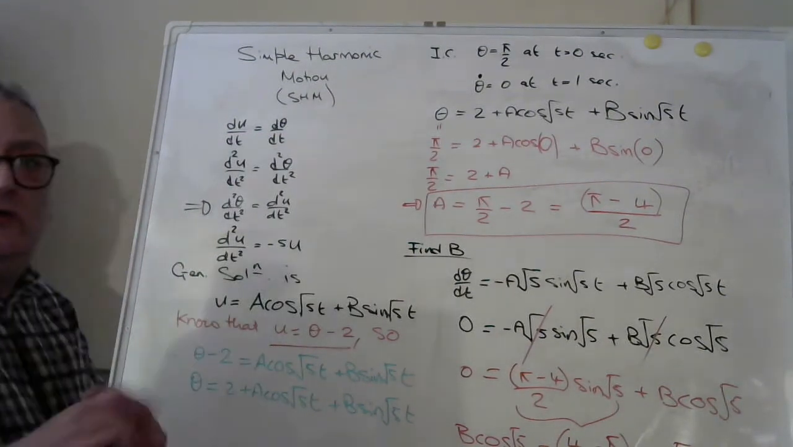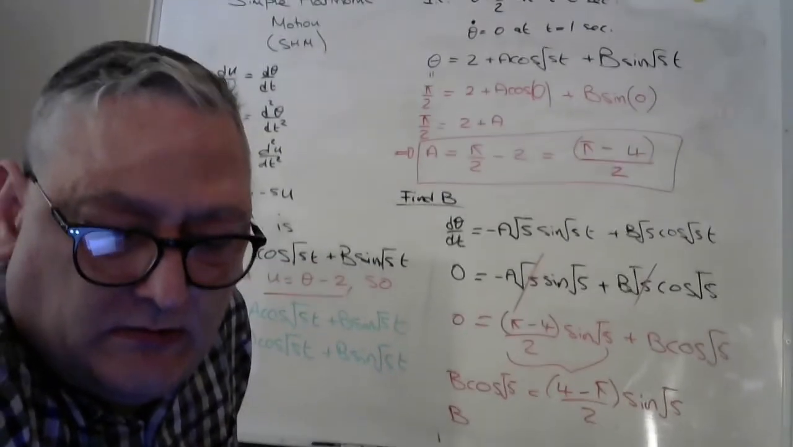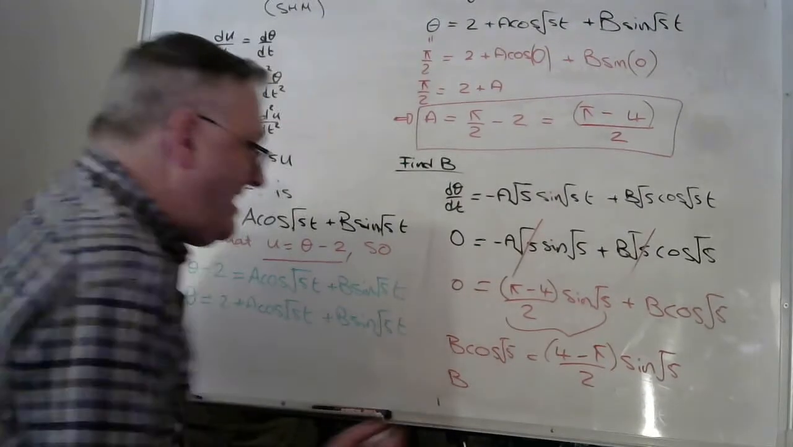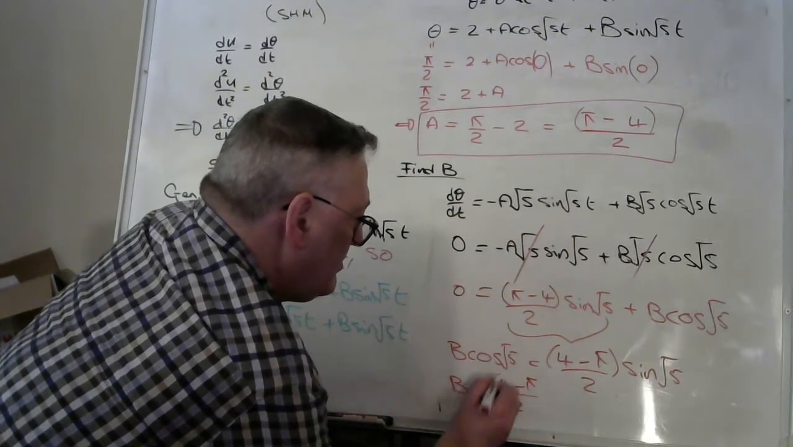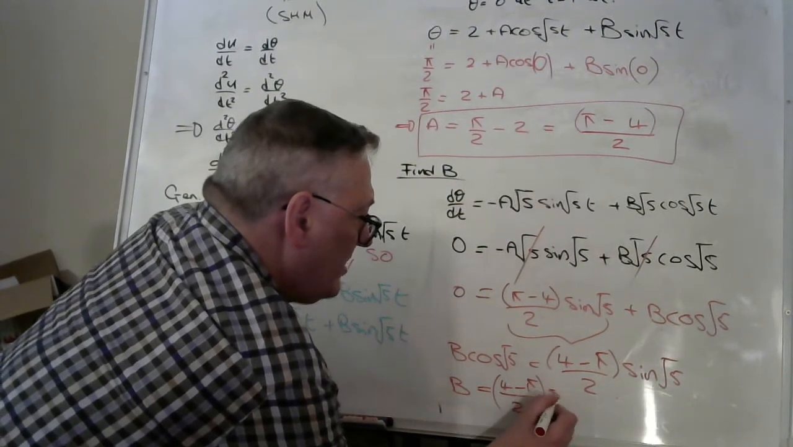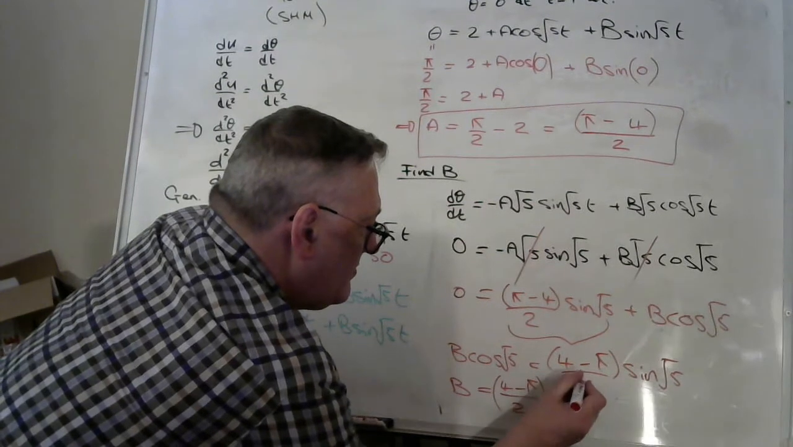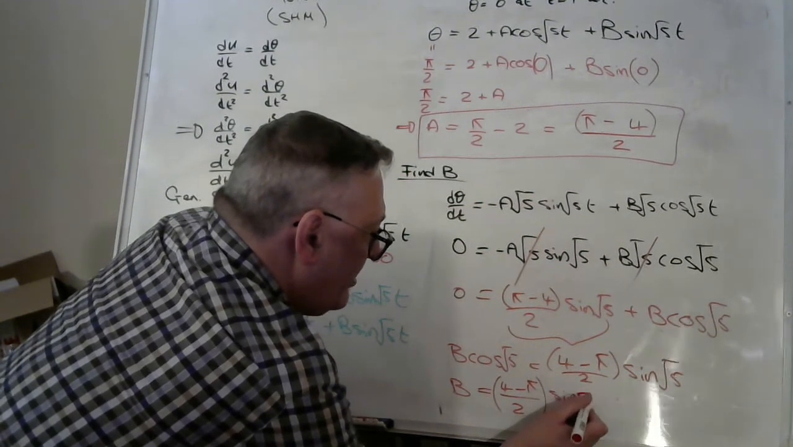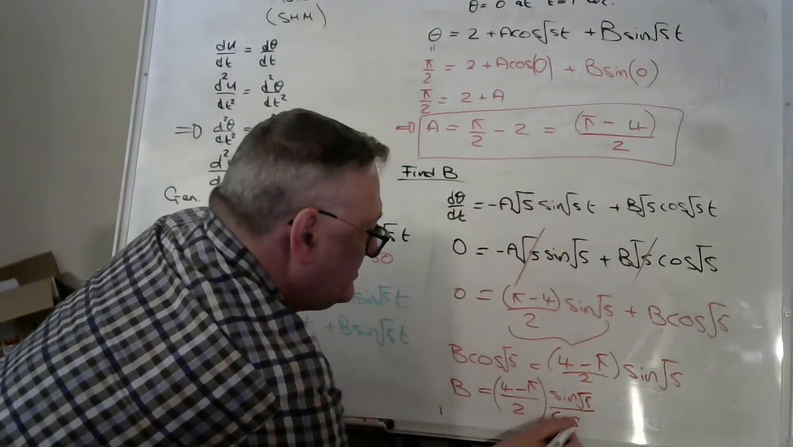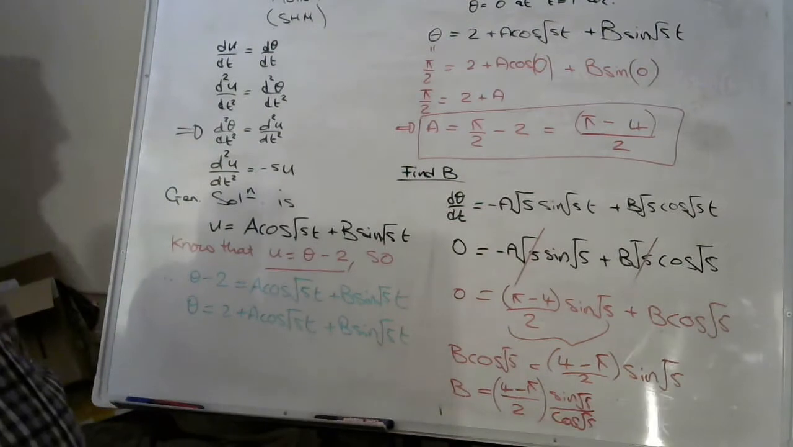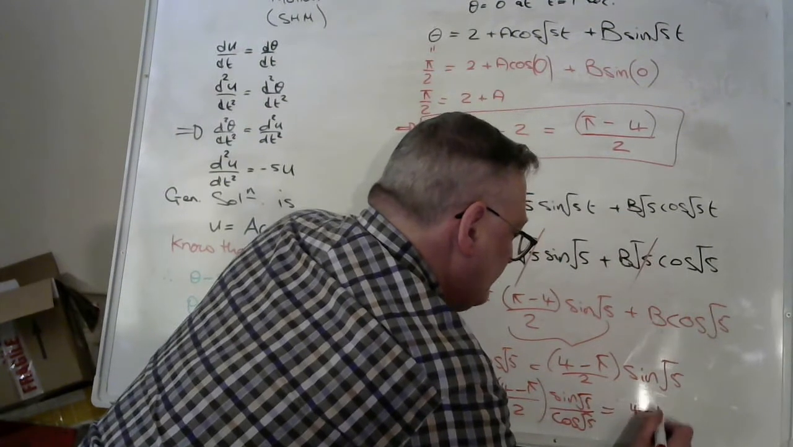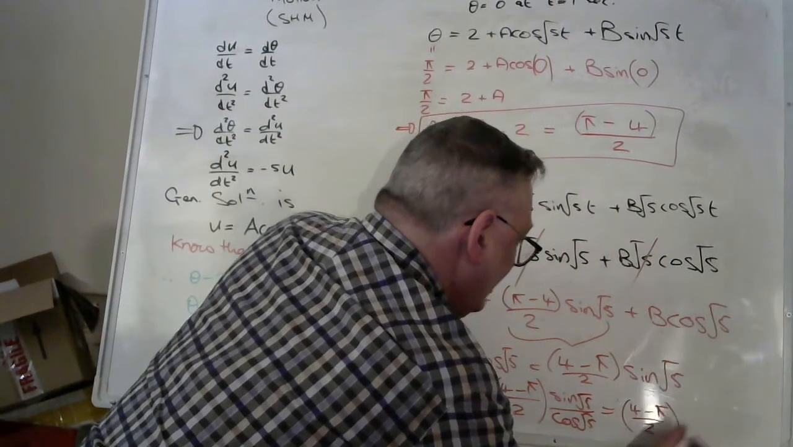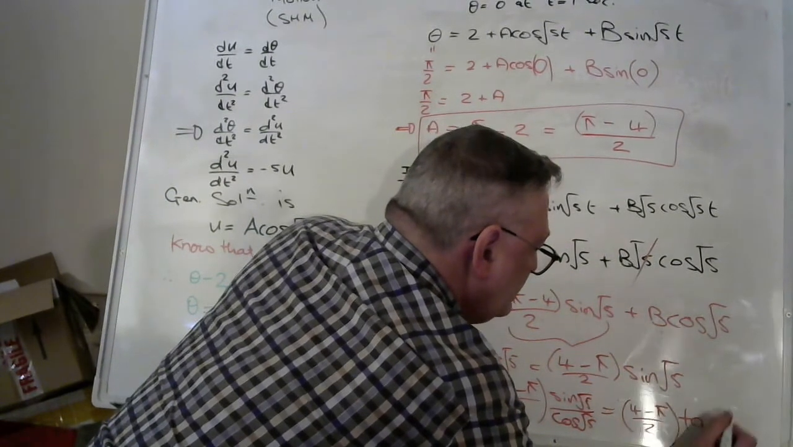Let's just move the camera down a little bit because that sometimes gets a little bit out of focus. Oh, there we are. So B is equal to 4 minus pi over 2 sine root 5 over cos root 5. And that's just the same as writing 4 minus pi over 2, all in brackets, times the tangent of root 5.